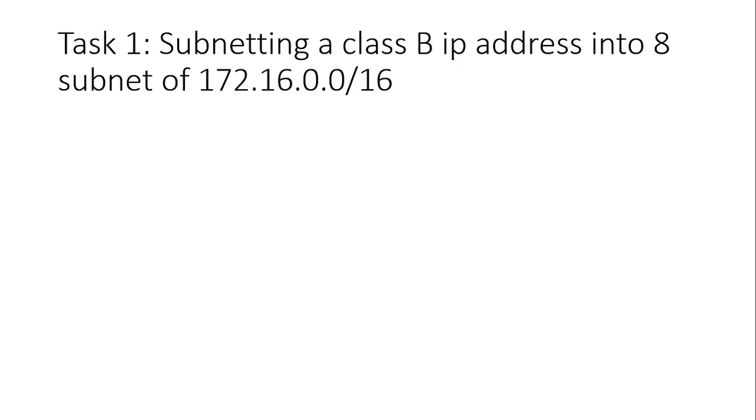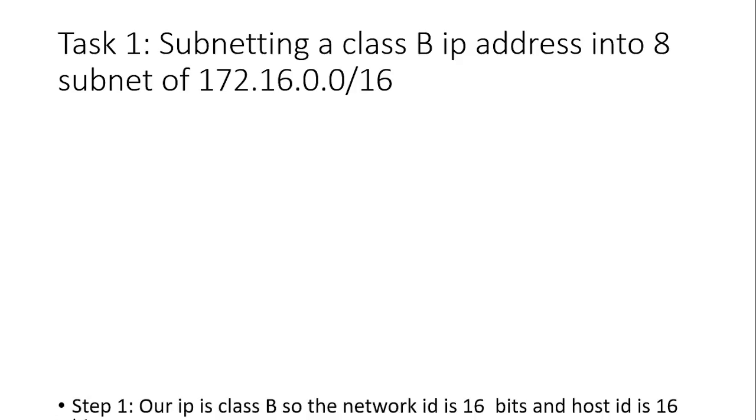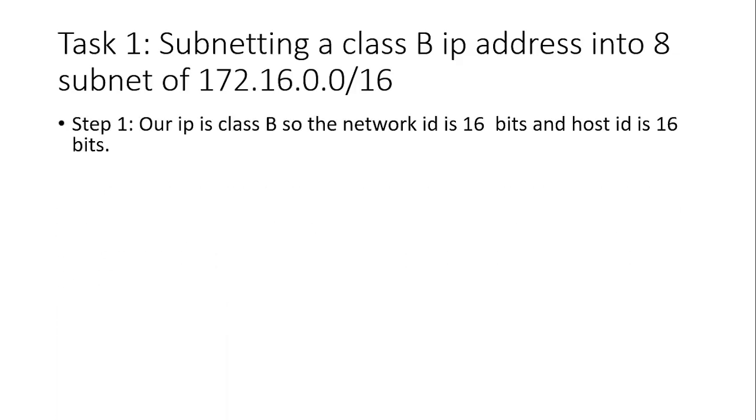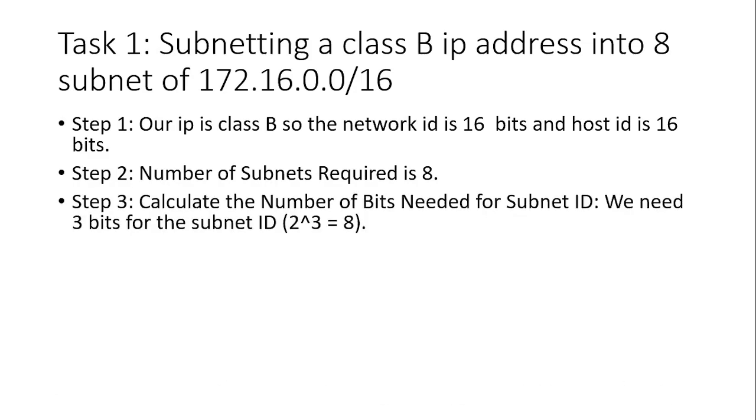Our task 1 is subnetting a class B IP address into 8 subnets, and the network ID is 172.16.0.0. First of all, a class B network has a 16-bit network ID and a 16-bit host ID. Now let's say we need to divide this network into 8 smaller subnets. To achieve this, we need to borrow bits from the host ID portion to calculate a subnet ID, because we cannot touch the network ID.